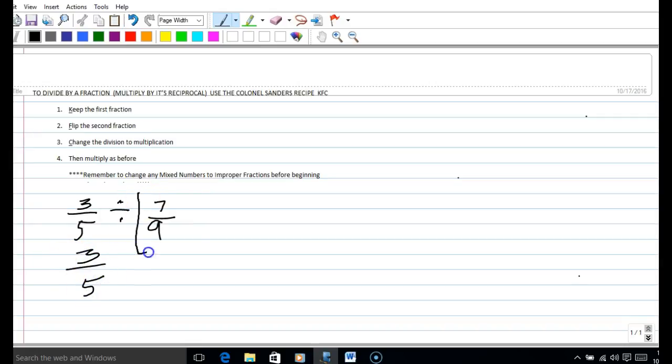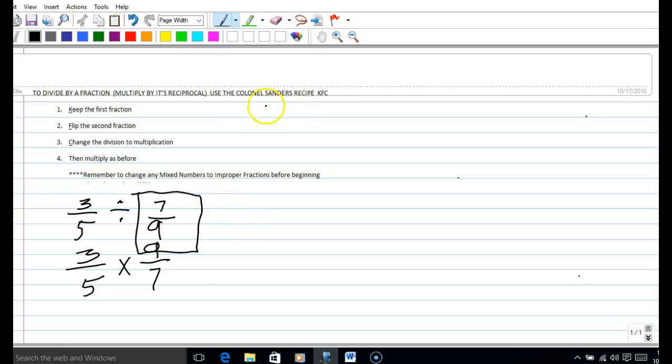So I'm dividing by a fraction. This is my divisor. The number that I'm divided by is called the divisor. So to divide by a fraction, I multiply by its reciprocal. The reciprocal of 7/9 is simply 9/7. So in essence, what I'm doing is I'm changing all division problems to multiplication problems.